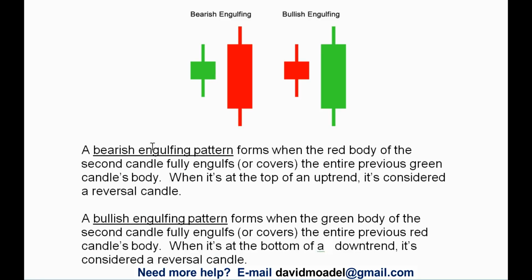All right, so a bearish engulfing pattern forms when the red body of the second candle, again the body is this rectangle here, fully engulfs or covers the entire previous green candle's body. So you see how this red body is so much bigger than the green body that the top of the red one is higher than the top of the green one, and the bottom of the red one is lower than the bottom of the green one. That's called engulfing. It means the second one covers the entire body of the first one, or engulfs it.